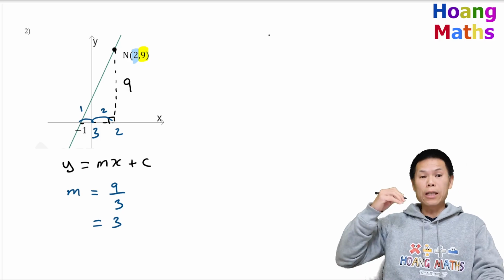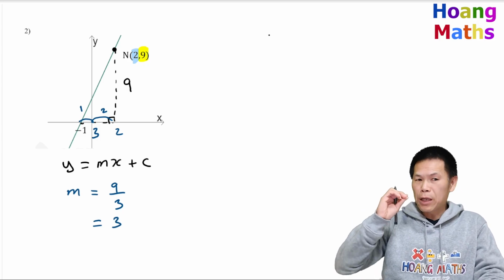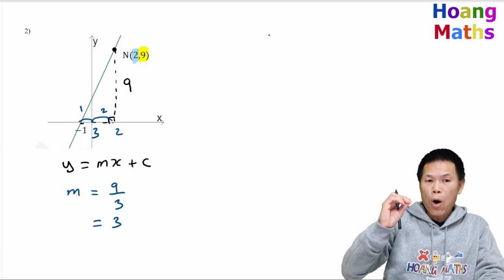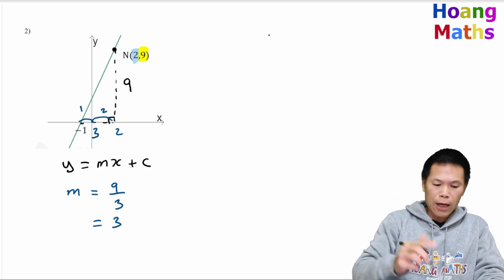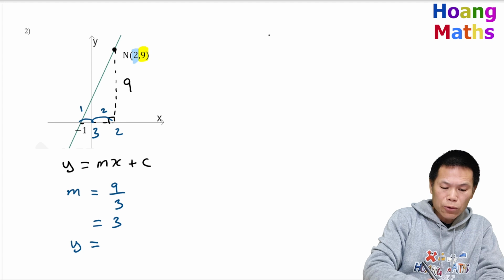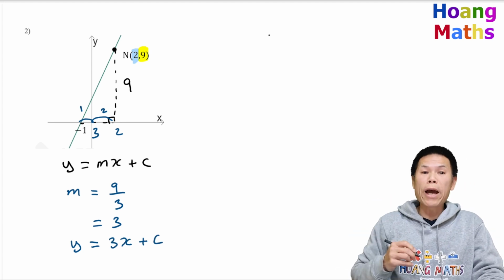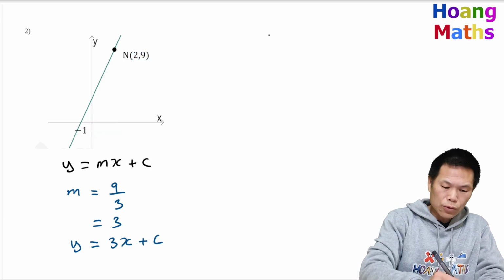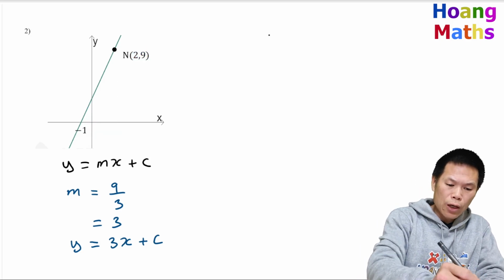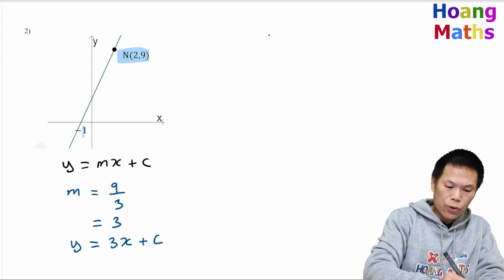So the gradient is 3. In other words, m is 3. So y equals mx becomes 3x, okay? y equals 3x plus c. c is the y-intercept, but we haven't got the y-intercept. So therefore, we can either use this point or this here, okay?